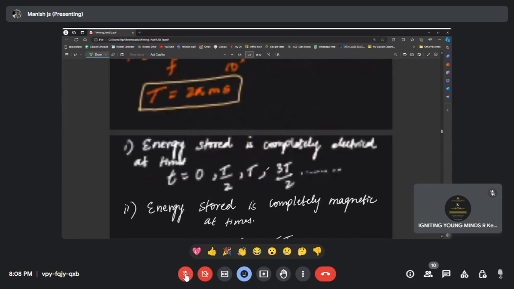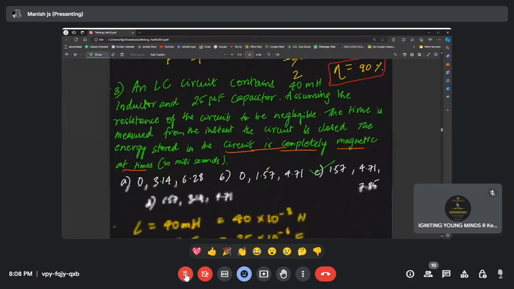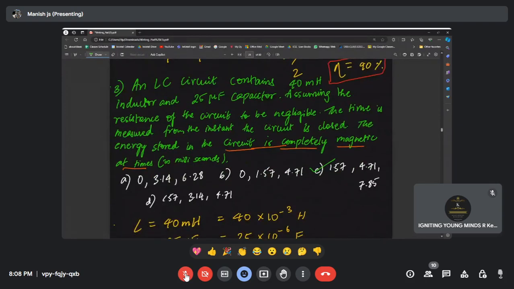I hope it is clear. This is a new model based on LC oscillations. This is how you approach these types of questions. I hope this part is also clear. Is this question clear to all of you? Any doubts you can ask before we move on to the next type of question.